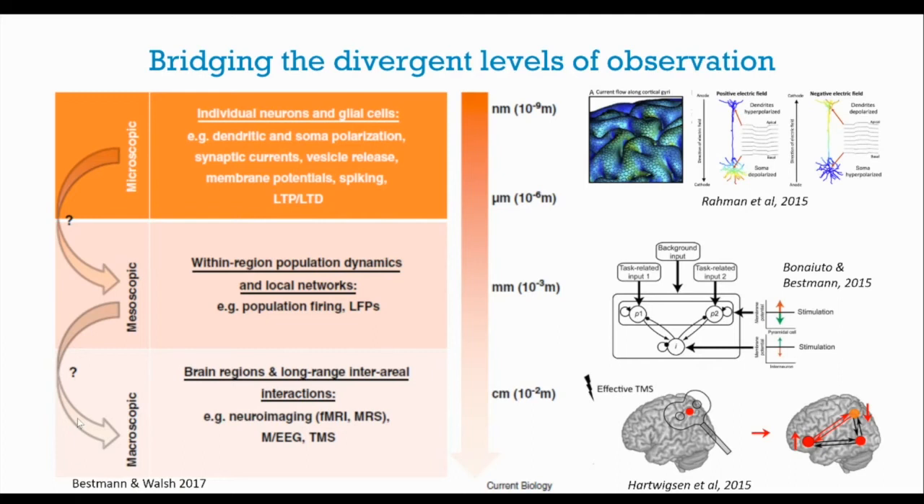So a big challenge is to think about how these different levels of observation can be bridged and what we really need to understand or describe in our models in order to generate a prediction of behavior.